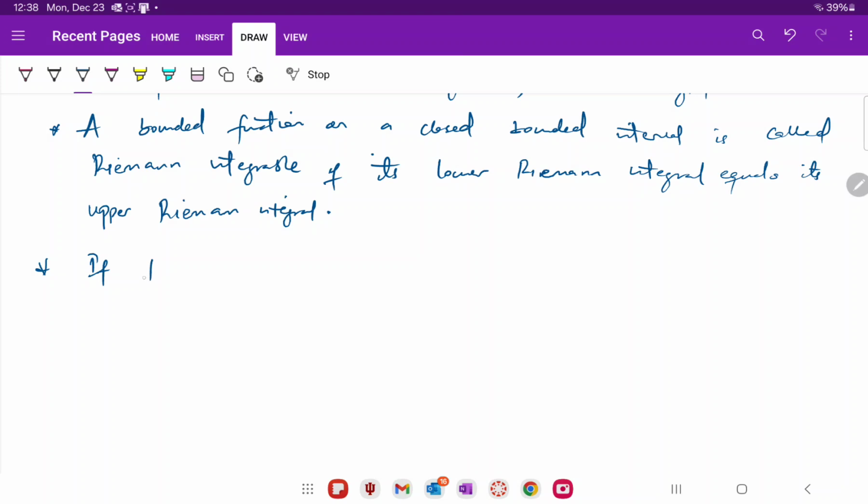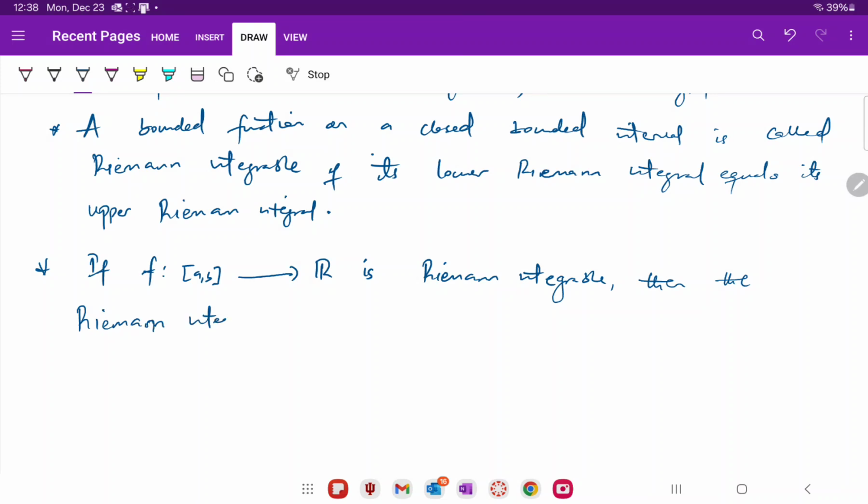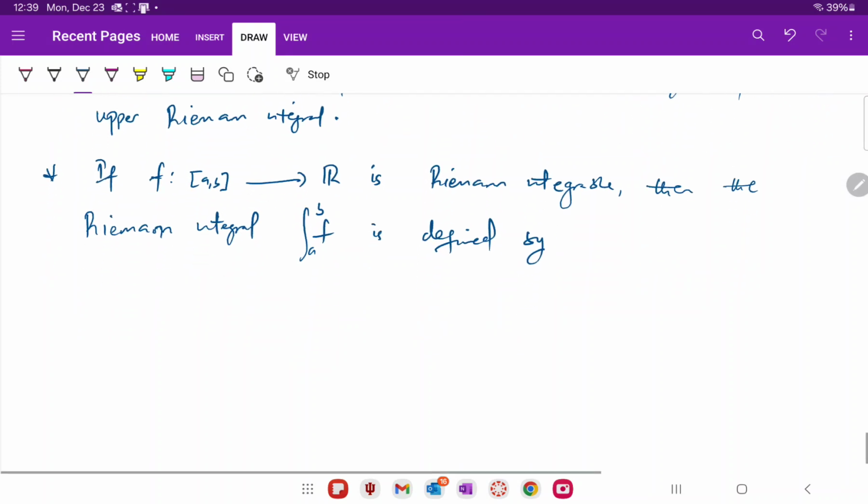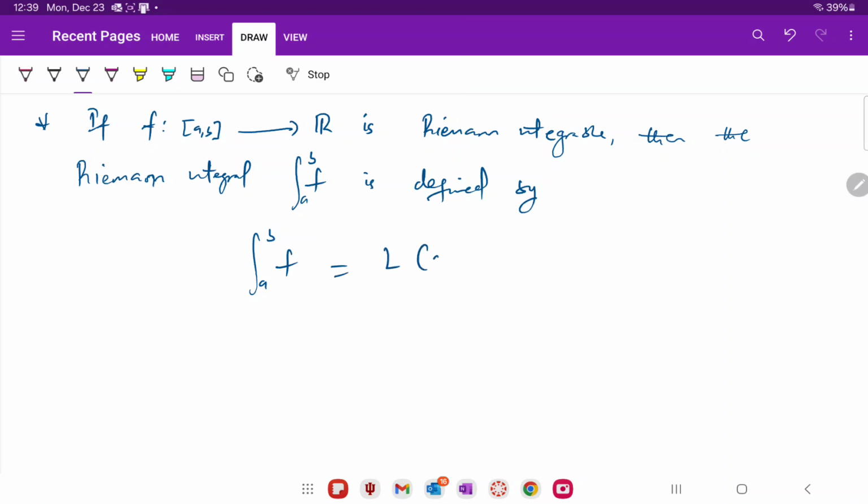So we have, if f: [a,b] → R is Riemann integrable, then the Riemann integral of f over [a,b] is defined by the integral of f equals the lower Riemann integral of f over [a,b], and that is equal to the upper Riemann integral over [a,b]. That will be our basic definition for the Riemann integral, and then we'll make use of it to check some problems, some solutions to certain problems.